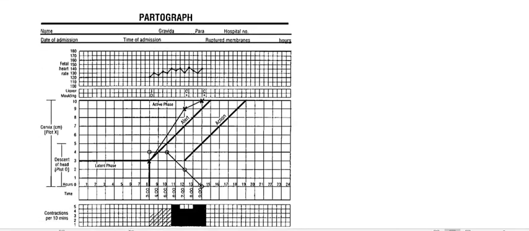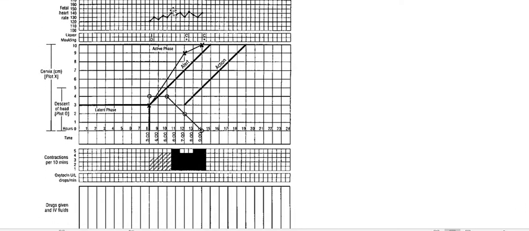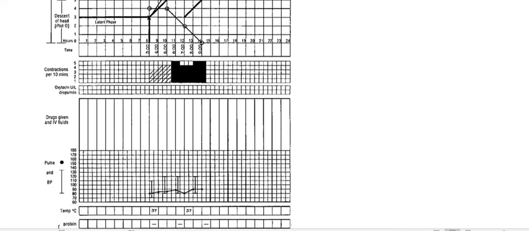Usually we record all the data of the patient on the partogram. This is the fetal heart sound, this is the cervical dilatation, this is the descent of the presenting part. Any medication given, we should record in the partogram. This is the normal progress of labor. This is pulse and blood pressure.